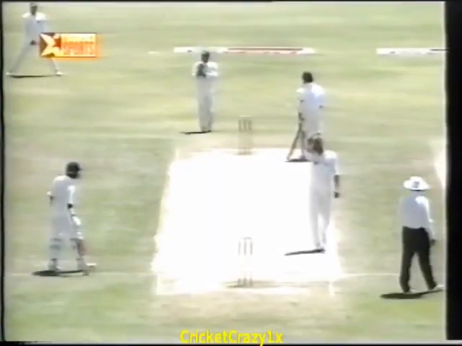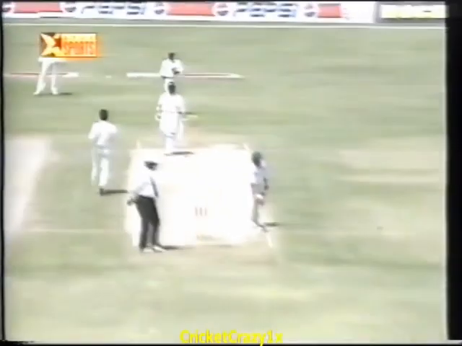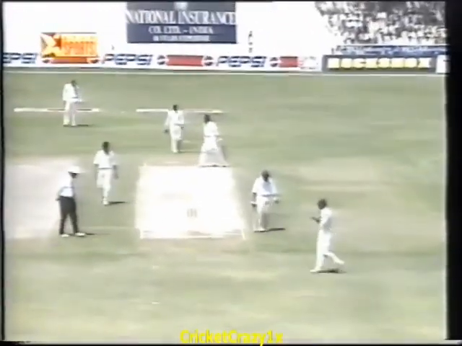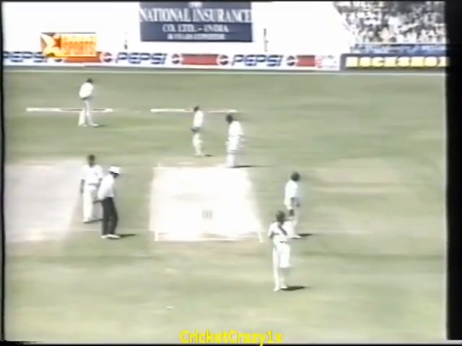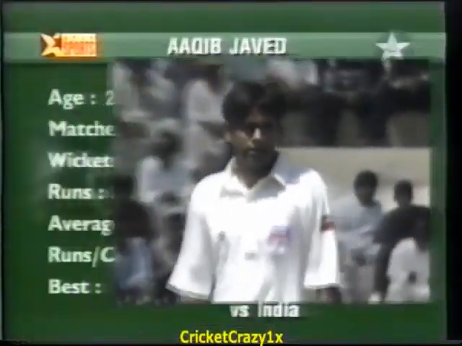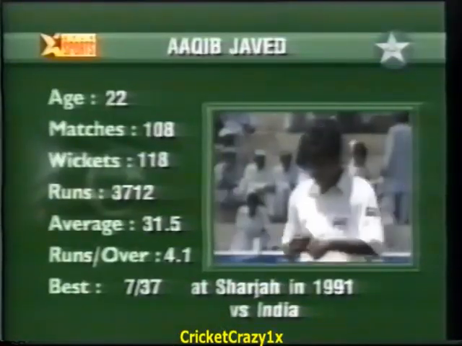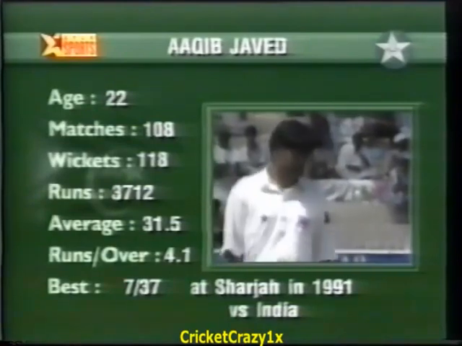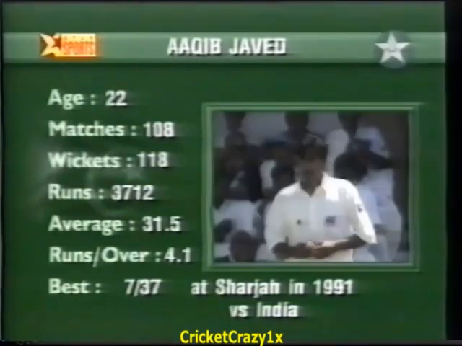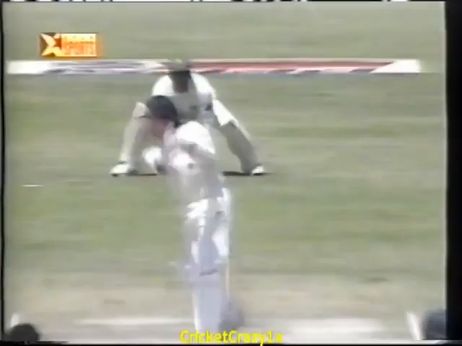Goes out towards backward point. India requiring 267 to win. Good delivery from Aqib. Played out to mid-on. India's highest at Sharjah, for those of you who may be interested, has been 273 for 4 against Pakistan. Aqib's 108 matches, 118 wickets. And the best was that performance, 7 for 37 against India at Sharjah in 1991.